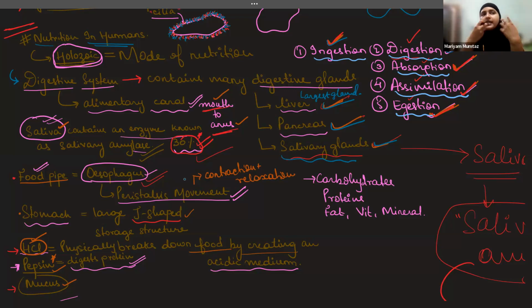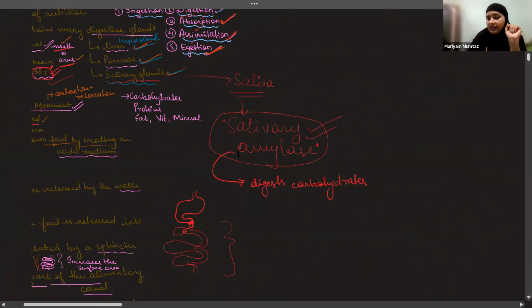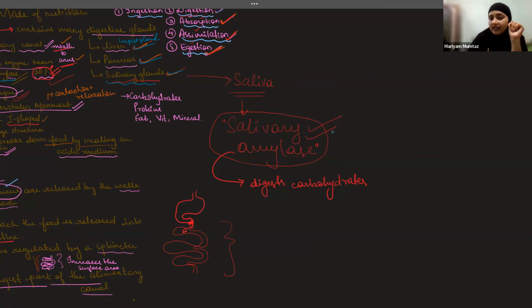Apart from that, when we are chewing, see, our food has so many components: carbohydrates, proteins, fat, vitamins. Now, for the carbohydrate part, saliva is produced in our mouth, and that saliva contains an enzyme known as salivary amylase. This salivary amylase is responsible for the digestion of carbohydrates. 30% of the total carbohydrates gets digested in the mouth only. 30%. Always remember this number.